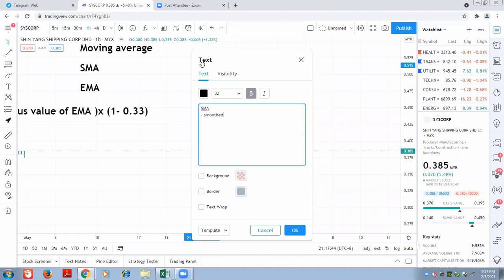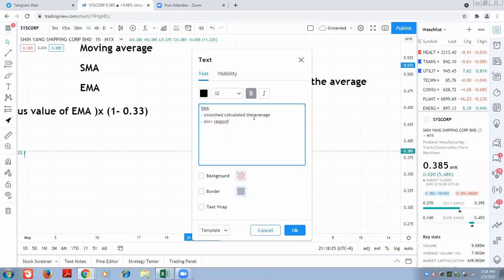smoother calculated average. As I discussed just now, it is a smoothed calculation, just like 5 days divided by 5 days, compared to the EMA which is exponential. Next, the SMA is a slow response.